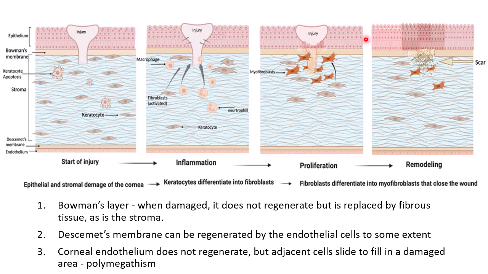So you see, the epithelium can be regenerated, but Bowman's and stroma are not regenerated. In fact, scar tissue is laid down in their place. That is why the corneal scarring happens with wound healing. So remember, if the Bowman's is damaged, it does not regenerate but is replaced by fibrous tissue, as is the stroma. If the Descemet's is damaged, it can be regenerated to some extent by the endothelial cells. And if the endothelium is damaged, it does not regenerate, only polymegathism happens.